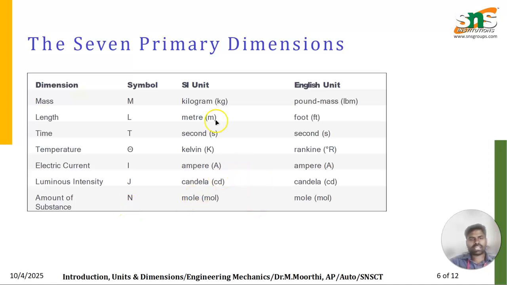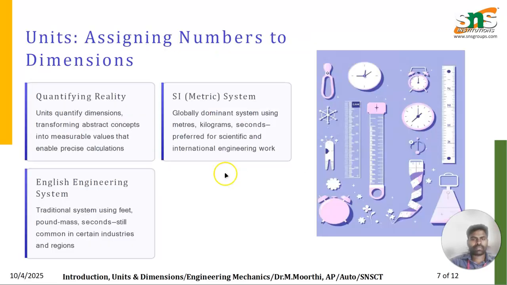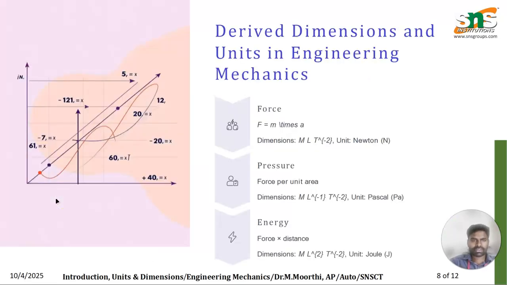SI unit. SI means standard international unit, and units assign numbers to dimensions. Without unit, it is meaningless. For example, length is 10 meter, where meter indicates the unit. For example, mass is 10 kg, and that kg gives the value to the mass, right? So this is quantifying reality, with SI systems and English engineering systems. These are the purpose of units. Without unit, it is meaningless.